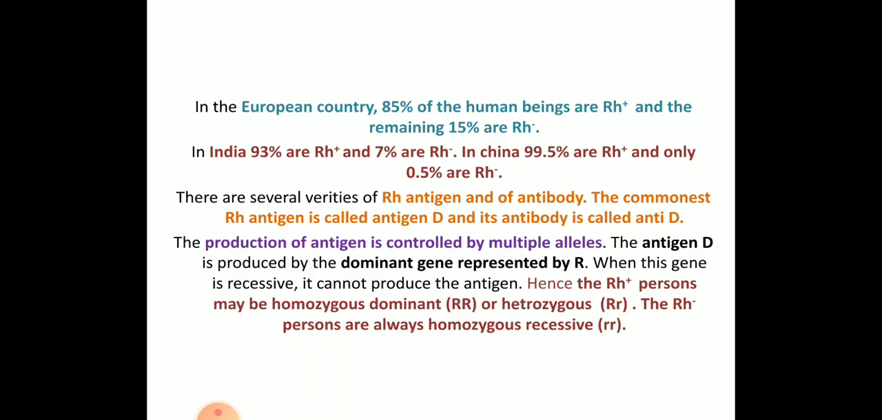In European countries, almost 85% of humans are Rh positive and the remaining 15% are Rh negative.